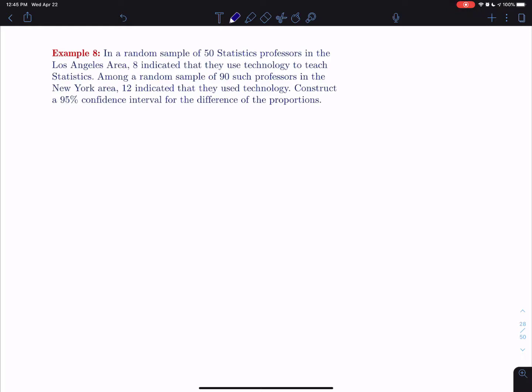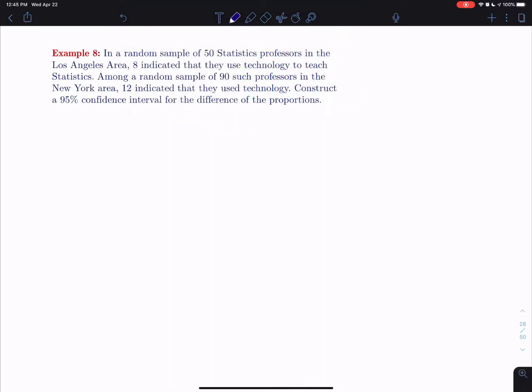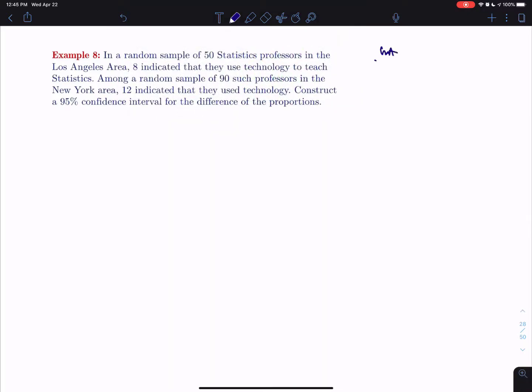For me, it's very easy. Whichever comes first, I pick as the first group. So when you read this exercise, LA comes first, so the LA information I'm going to write first, and then the New York information second. I just go with that.